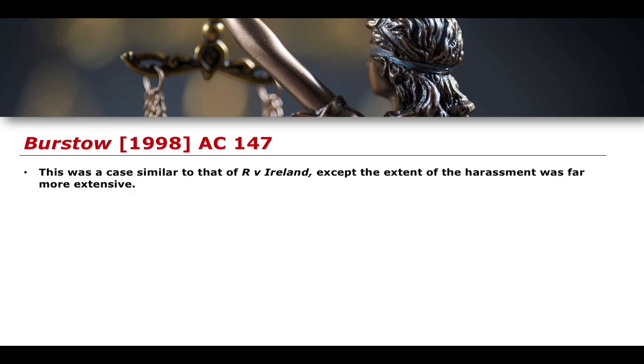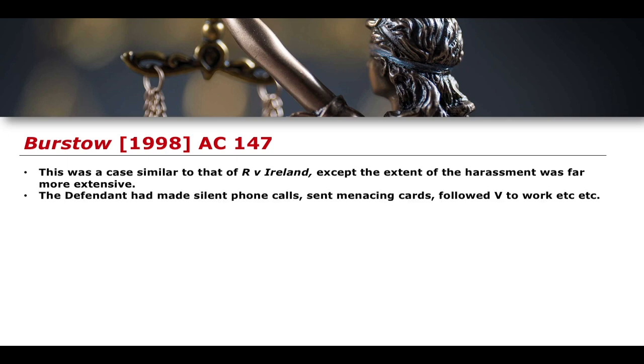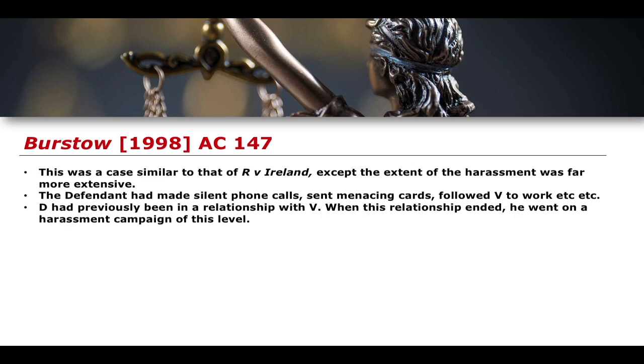So it was similar in that case, except the levels of harassment in the case of Burstow was actually far, far, far more extensive. The defendant made silent phone calls, like in the case of Crown versus Ireland, sent menacing cards, followed the victim to work, etc. The defendant himself had actually been in a previous relationship with the victim. When the relationship had ended, they went on this harassment campaign on this extensive level. They basically went on this unhinged campaign against this poor individual.